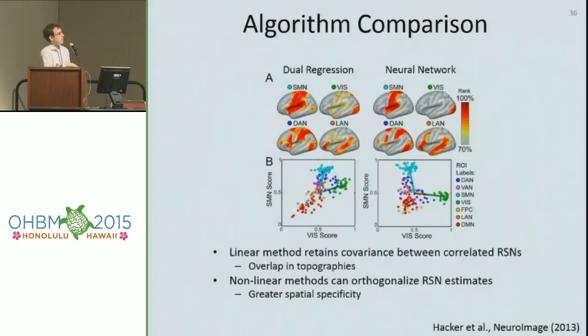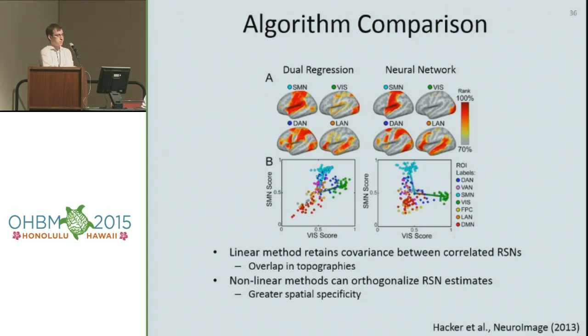I want to compare linear methods to nonlinear classification methods. I'm just going to compare dual regression to the neural network method we used. On the left is the result of regressing group-defined components onto individuals. And you can see that there's some amount of collinearity between, for example, the visual network and the motor network, or between motor and dorsal attention. So if we look at all the seeds we used to train this data, or just any library of seeds, and ask, how does the degree to which any location in the brain is part of the motor network co-vary with the degree to which it's part of the visual network, we find that there's some linearity.